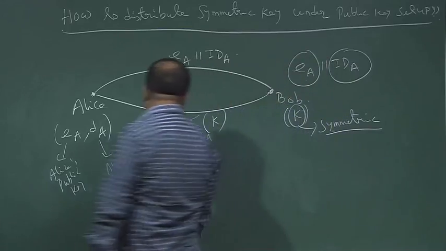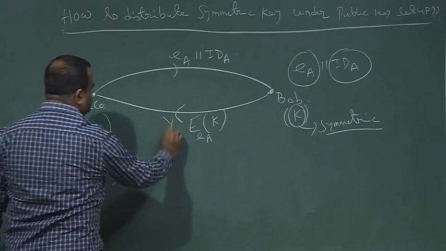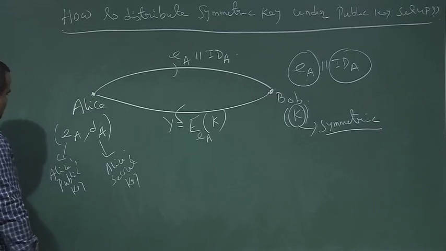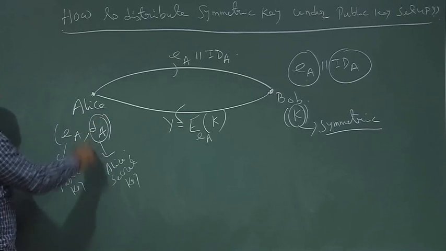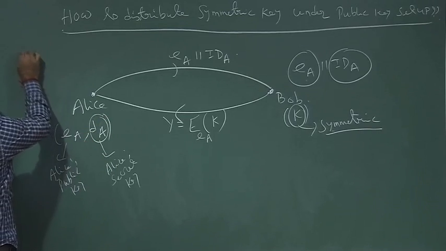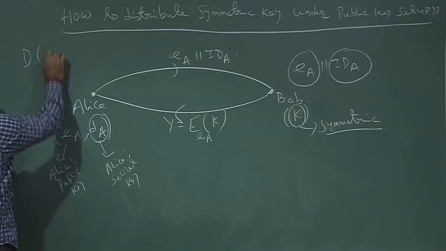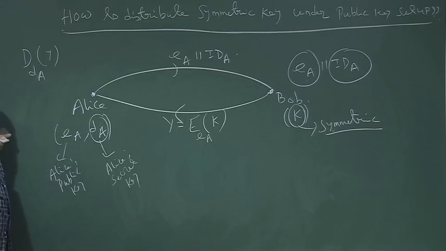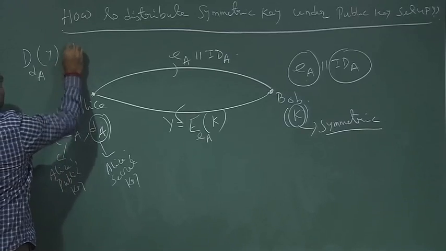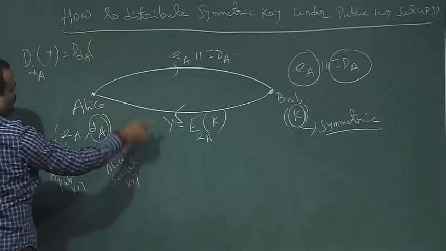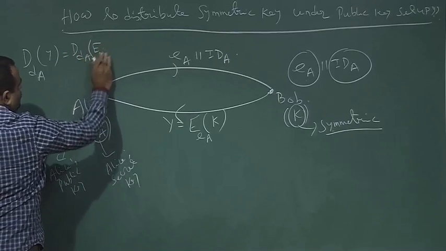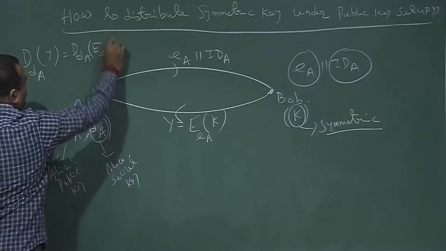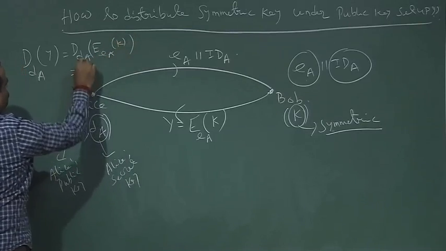Now Alice is having Alice secret key. So this is the Y. Alice has her secret key, or corresponding decryption key. After receiving Y, what will Alice do? Alice will decrypt this using her corresponding secret key. So this is basically D of DA, and Y is basically E of EA K. So this should give us K.